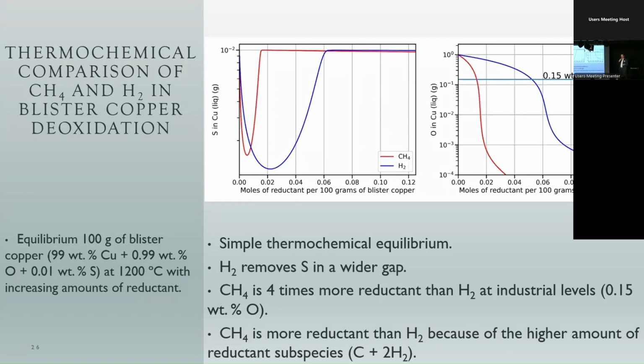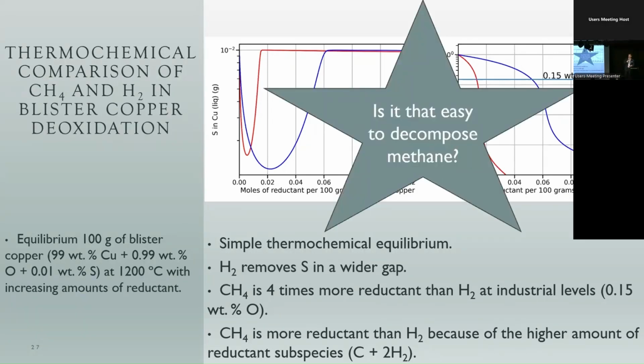in reality, we see that the efficiency of methane is only about 30%. And the first publications that are done with hydrogen see that the efficiency is higher. So how can we think about that in a thermochemical way? So this was quite a simple equilibrium at 1200 degrees. But is it that easy to decompose this methane? Because maybe it's not that straightforward.